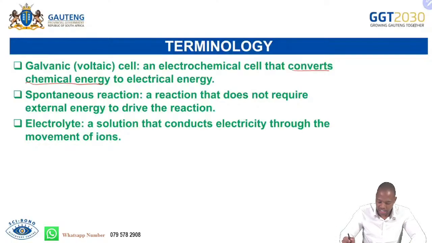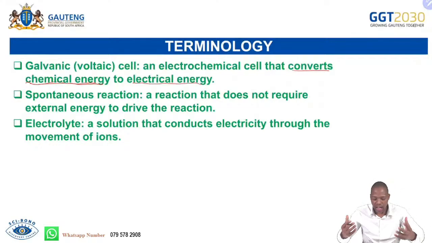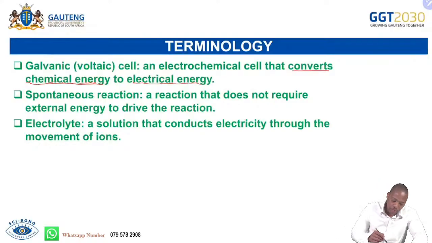to electrical energy. So the energy conversion that takes place in a galvanic cell is that of chemical energy being converted to electrical energy. We get electricity from chemicals. That's the idea behind the galvanic cell. We get electricity by using chemicals, okay?